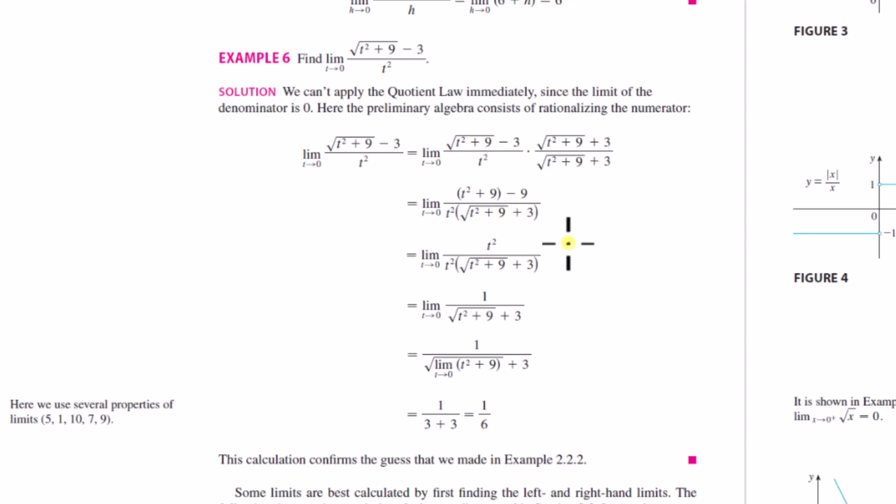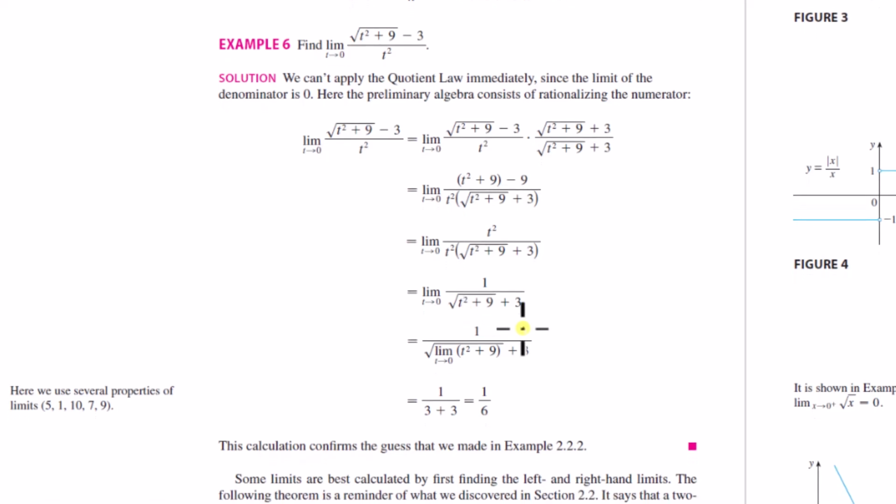And now remember, don't get bogged down thinking about this simplified expression, 1 over the square root of t squared plus 9 plus 3. It's not like you could just go into Desmos and graph this, and that's the graph of this function. No, because this function came from here, right? This function has a hole at t equals 0, technically. Well, who cares? We're evaluating the limit at t equals 0. We can just act like this is the function we're dealing with, where there is no hole at t equals 0. You see? Okay.